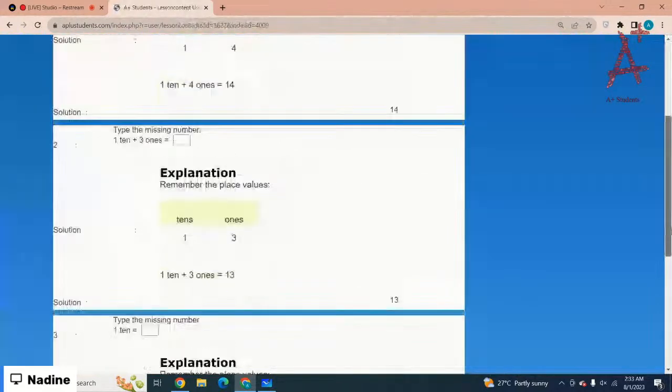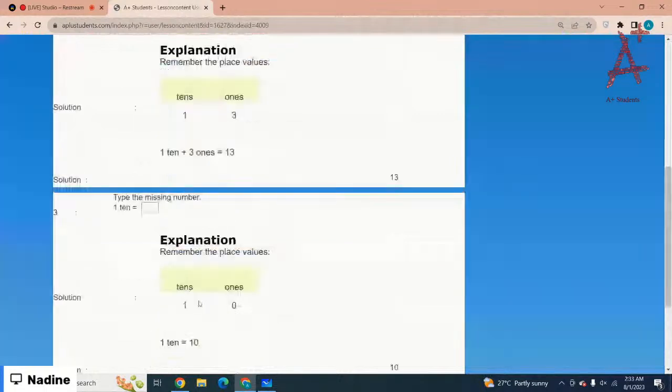Okay, the next one is 1 ten and 3 ones. So that means 3 is at the rightmost position. Then you have 1, so it makes 13. So the correct option is 13. The next one is type the missing number. 1 ten, you are just given the digit at the tens position. That means the digit at the ones position must be 0. So it is 10.